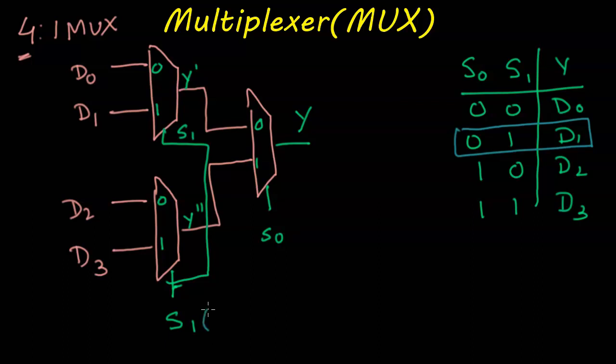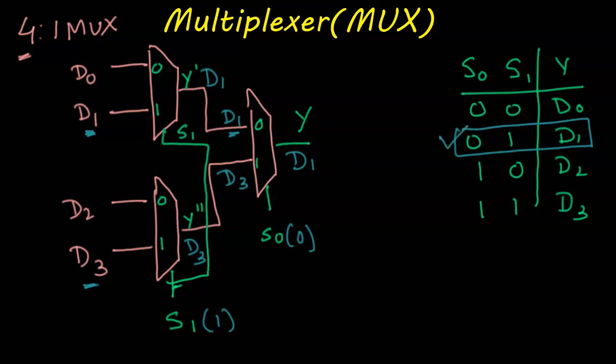So when S0 is 1, the output of the first MUX is going to be the input which is present at the 1. So we have D1 over here. And again, in this case, we're going to have D3. So D1 and D3 are going to act as my inputs for the second MUX. Now the select line is 0. So S1. So there we have it. D1 is going to be at my output and hence verified.